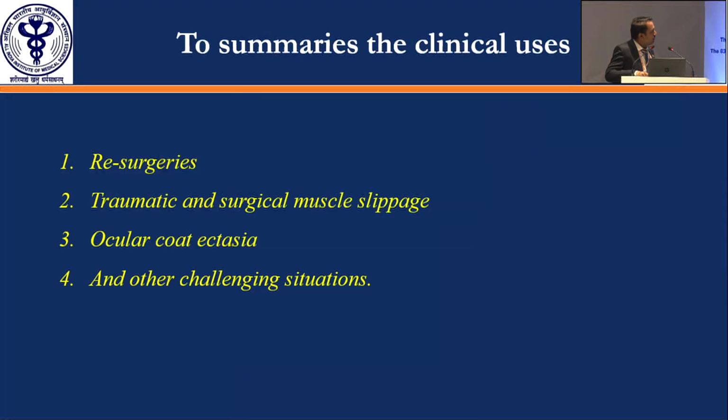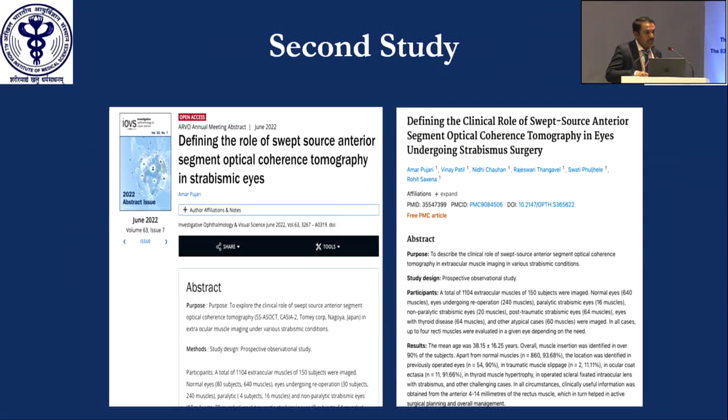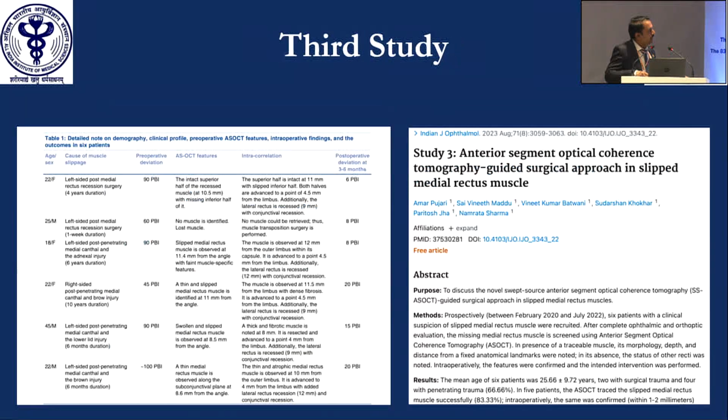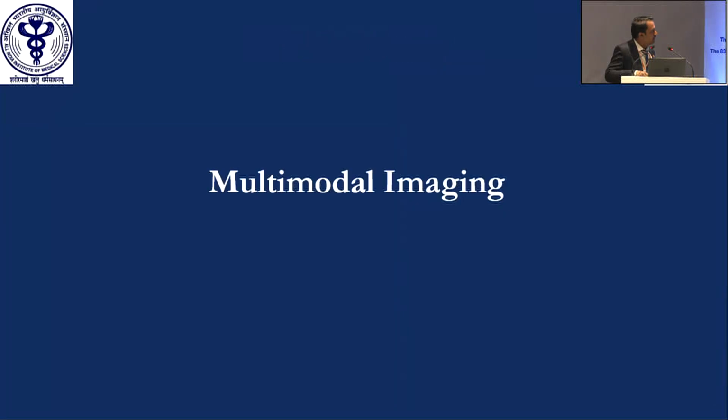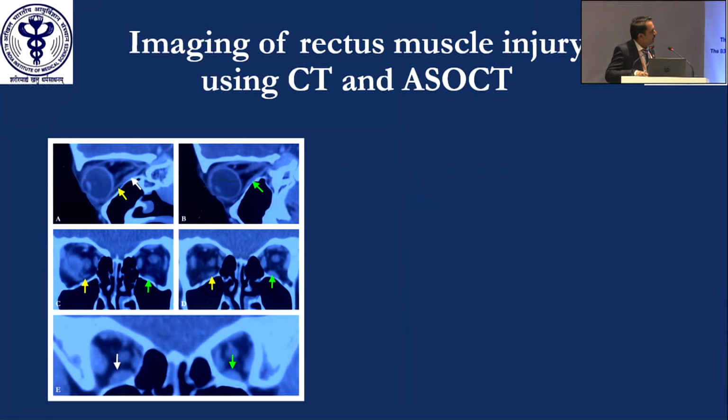So to summarize, we can use AIOS2025 in re-surgeries, traumatic and surgical muscle slippage, ocular cord ectasia, or other clinical conditions where it is challenging to do the surgery. This was the second study, where I did 1104 muscles, including normal and operated. We published that one. The third one was purely dedicated to slipped muscles, which we also published. And there's something called multimodal, because we want to combine both images together.